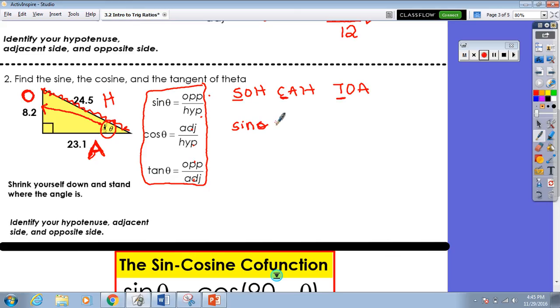So sine of theta equals opposite, which is 8.2, over hypotenuse, which is 24.5. Remember, you have to check this in your calculator and make sure that your fraction is simplified. Alright, now when I put that in my calculator, it gave me 82 over 245. So I'm going to write this, because when you're taking your test, if you do not see 8.2 over 24.5, this may be the answer that you see. And this is why I always tell you to simplify your fraction.